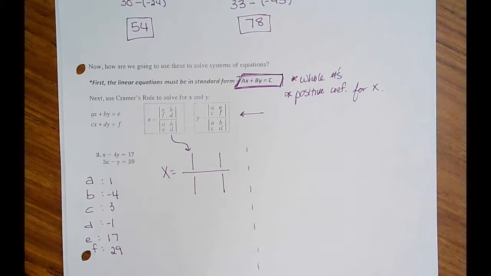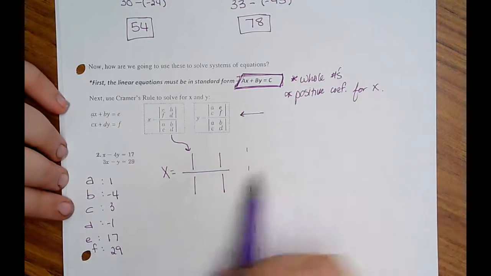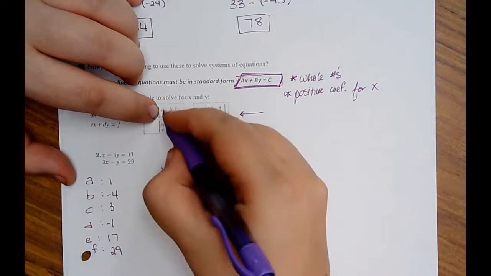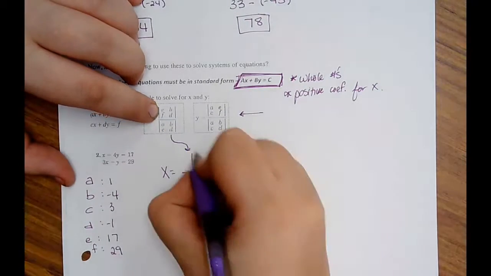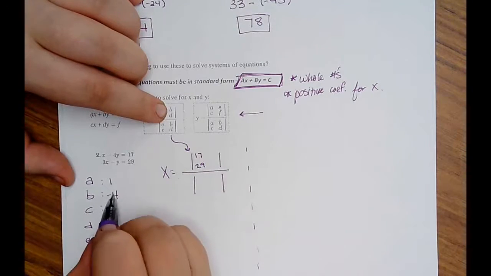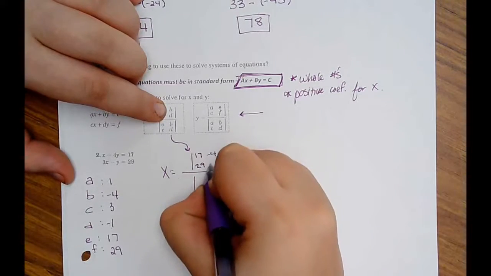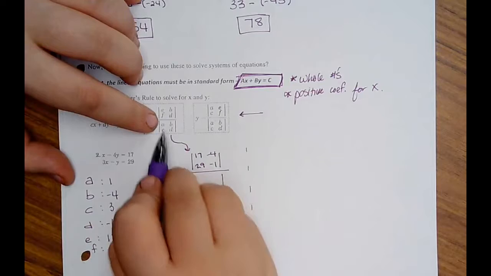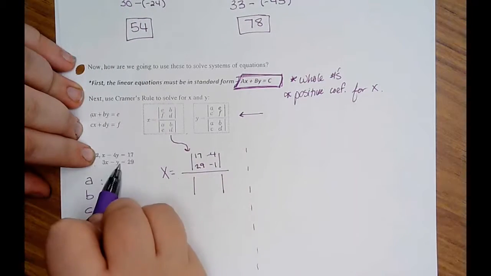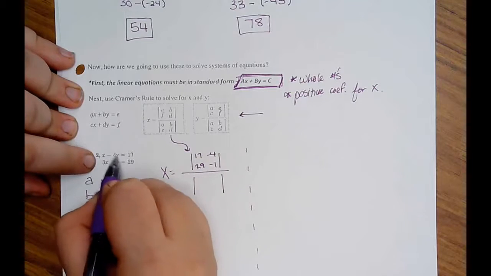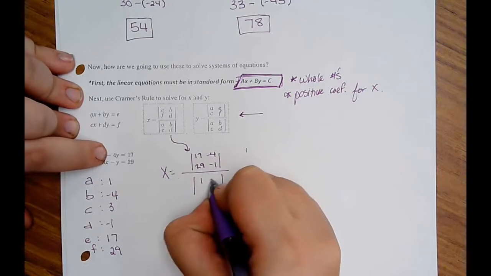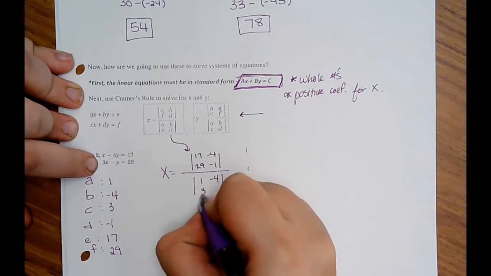All right, let's set it up. My formula says I need e and f right here, so I'm going to take e and f, 17, 29. And I need b and d, negative 4, negative 1. And then I'm going to set up a, b, c, d. This is the easy one because you can just take the coefficients from each of these and ignore the letter values that are with them. So I'm going to take 1, negative 4, 3, 1.